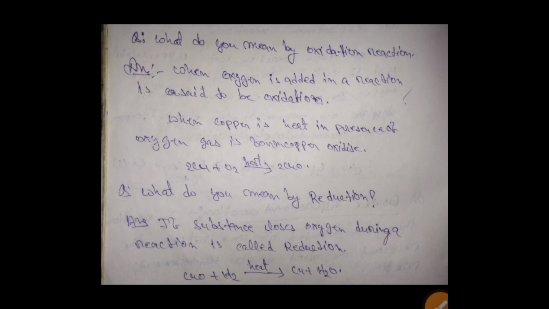Oxidation means when oxygen is added in a reaction, it is called oxidation. But reduction means if a substance loses oxygen during a reaction, it is called reduction. That means oxidation is a gain of oxygen and reduction is a loss of oxygen. This is the difference. Oxygen is gained in an oxidation reaction and oxygen is lost in reduction.